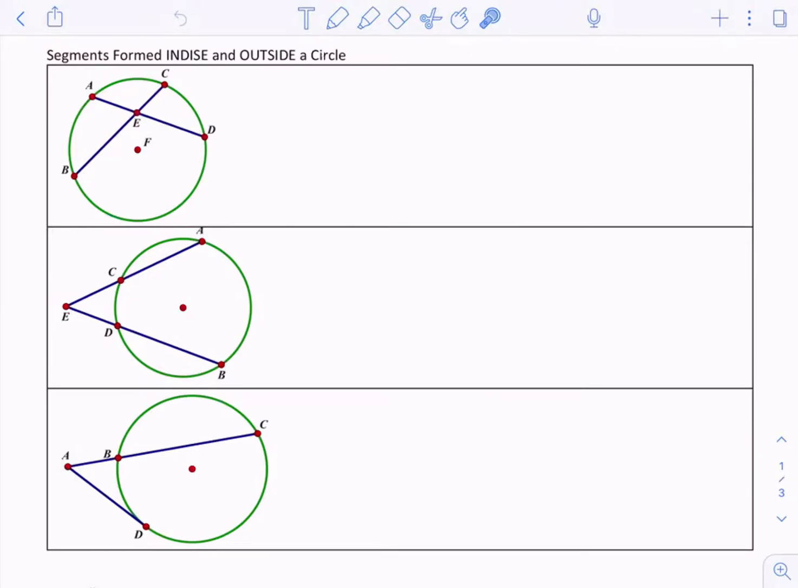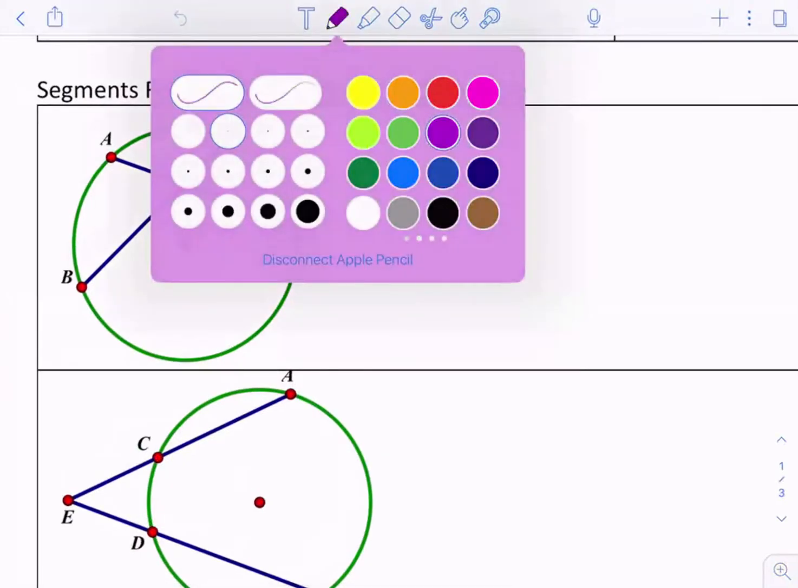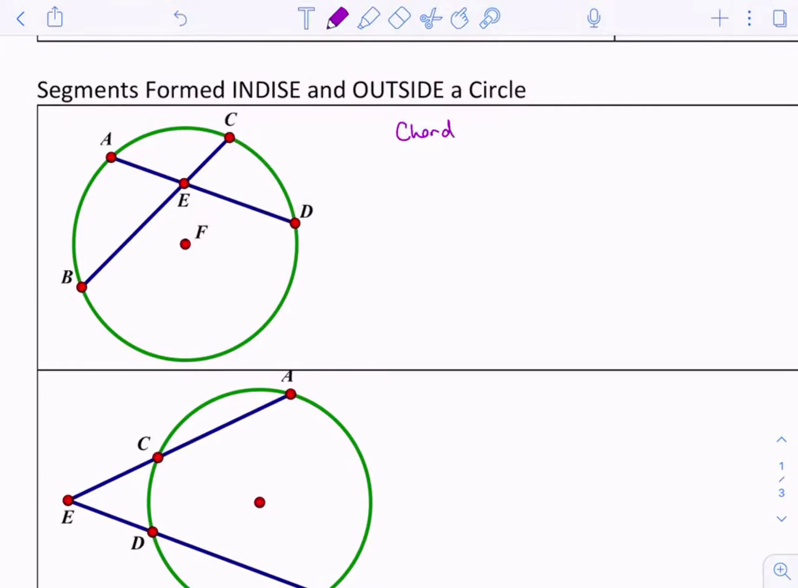So I'm just going to briefly discuss the difference between if the segments are inside or if the segments meet outside of the circle. In this first example, we have 2 chords. One chord is AD, and the other chord is BC. When these chords intersect, you create 2 parts in one chord and 2 parts in the other. In chord AD, you make segment AE and segment ED, and in BC, you make segments BE and EC.